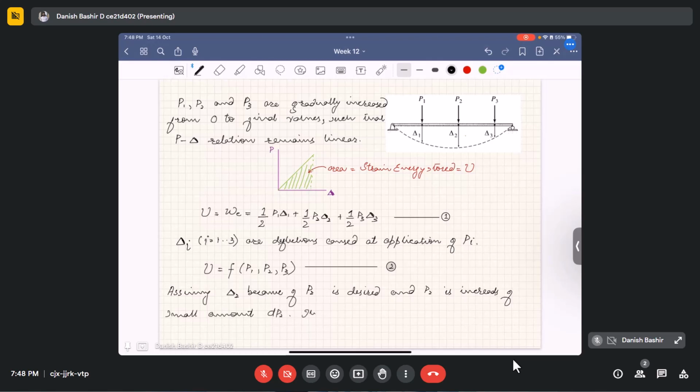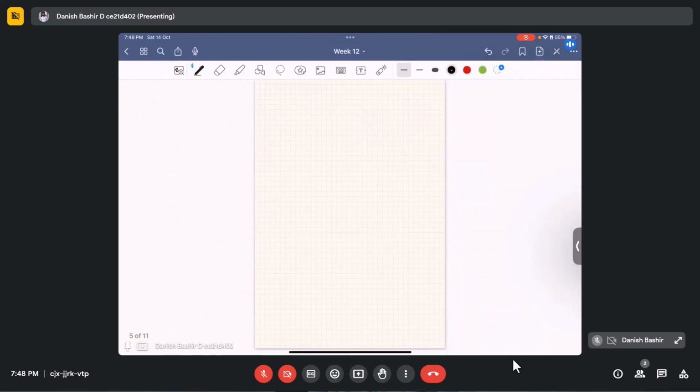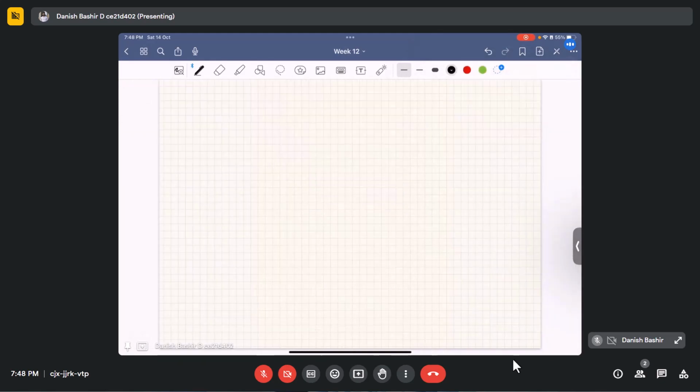Therefore, the change in strain energy will be dU, the total change in strain energy from the partial derivatives. We can say that dU will be the partial derivative of total strain energy U with respect to P2, times dP2. So this we will treat as the third equation.